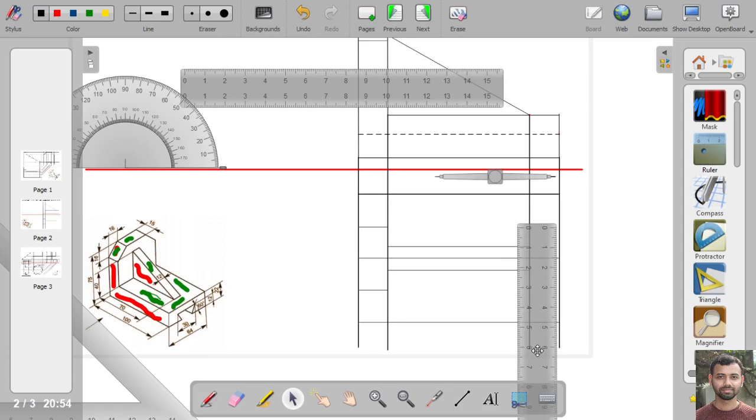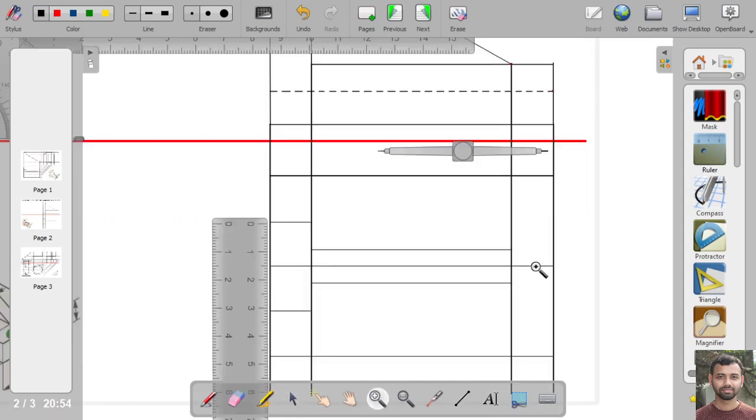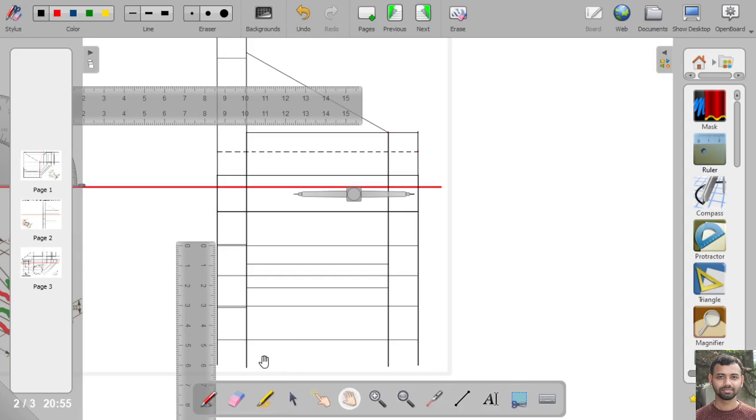It will be like this. So this one will be 15 mm, and here this one is 15. Okay, completed.